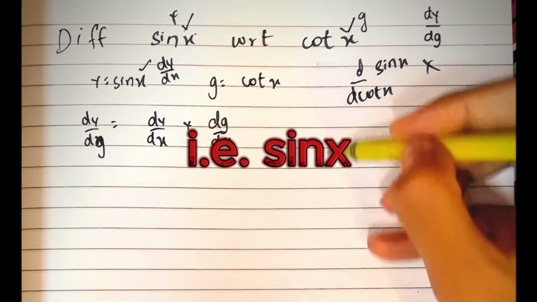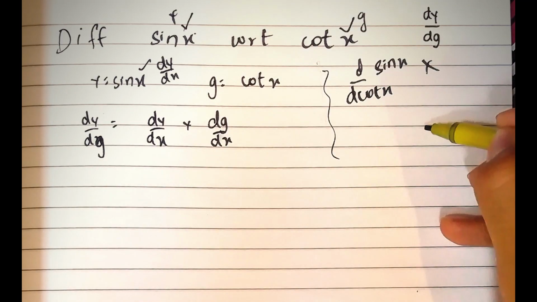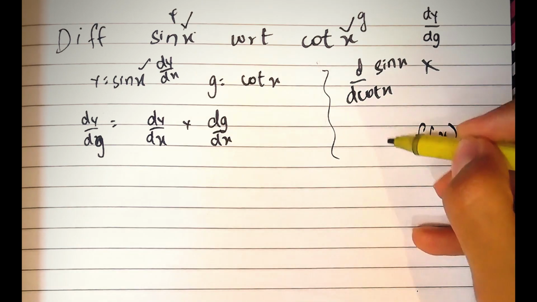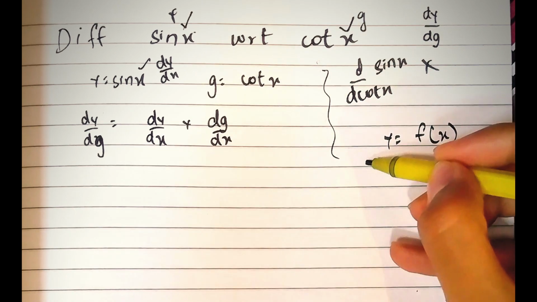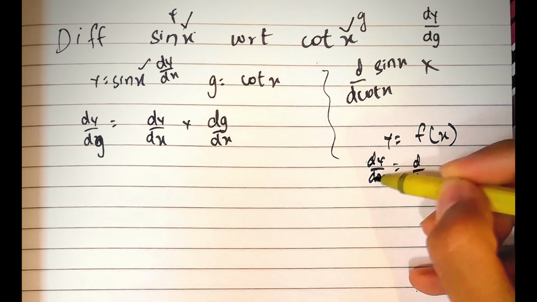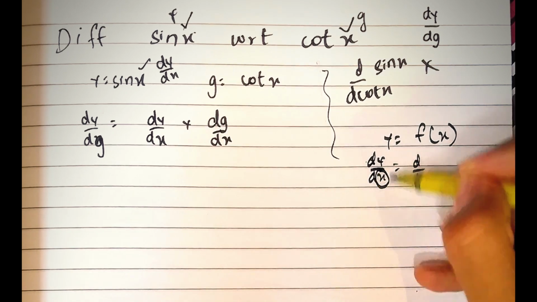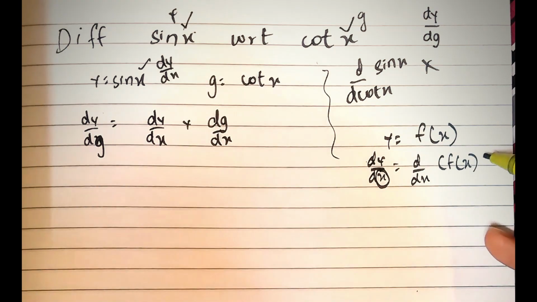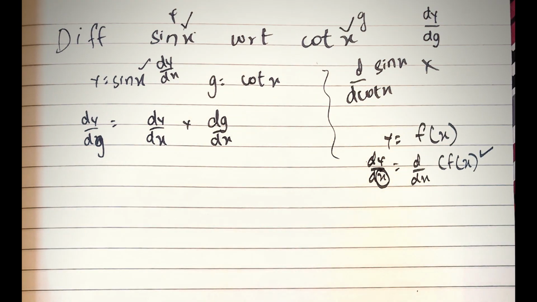Let me just clarify this. If you have a general function f(x) and you're told that this function is equal to y, then when applying the differential on both sides, dy by dx, you have to keep the denominator equal to the thing which is present in the numerator of the left hand side of the equation. Only then are you going to calculate your differential.